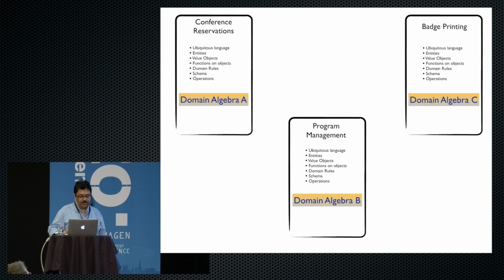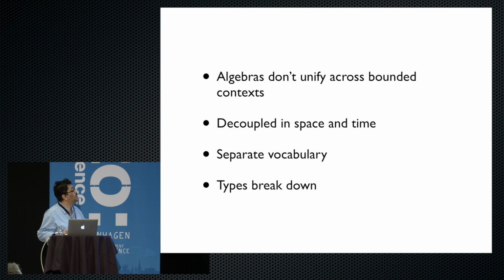And when we have multiple bounded contexts, each with its own algebra, we need something different to unify them, because algebras do not unify across bounded contexts. They are decoupled in space and time, as Jonas was mentioning. They have separate vocabulary. Every bounded context has a separate vocabulary. So, type based unification breaks down.